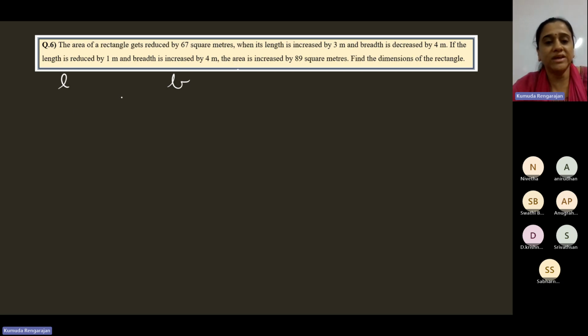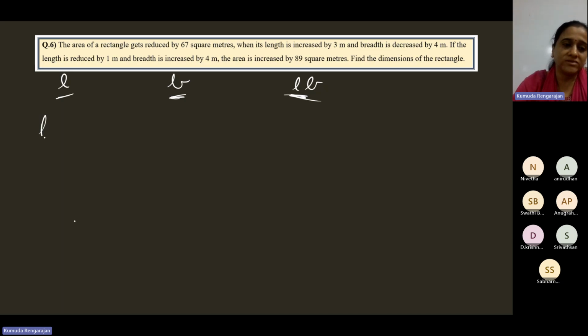What's the area then? L into B. If length is L, breadth is B, what's the area of the rectangle? Length into breadth, L into B. So this is the original length, this is the original breadth, this is the original area. The area of a rectangle gets reduced by 67 square meters when the length is increased by 3. So the new length is this one, and the breadth is decreased by 4. This is the new breadth.